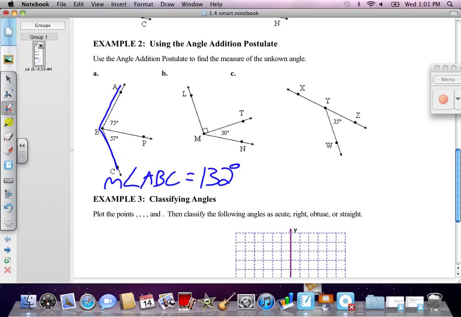All right. For B, we're looking at the measure of angle LMN. What does that equal? 120, because we have 90 plus 30.